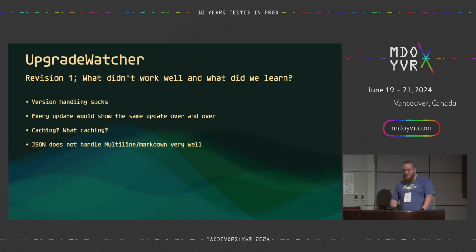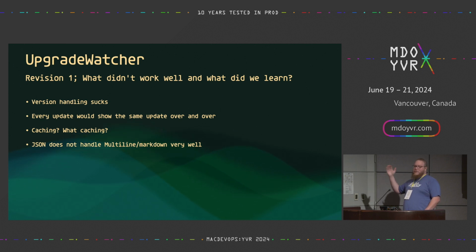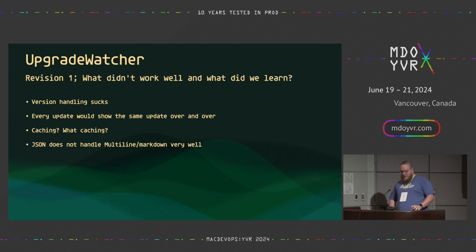Every update, as an unfortunate result of that, would show the same information again and again and again. 14, 14.1, 14.2, same updates. It didn't have any caching whatsoever. So, hey, if you download the update and you lose network in the middle of a download, blank dialogues. It was great. JSON also really sucks for handling large multi-line instances and markdown information.